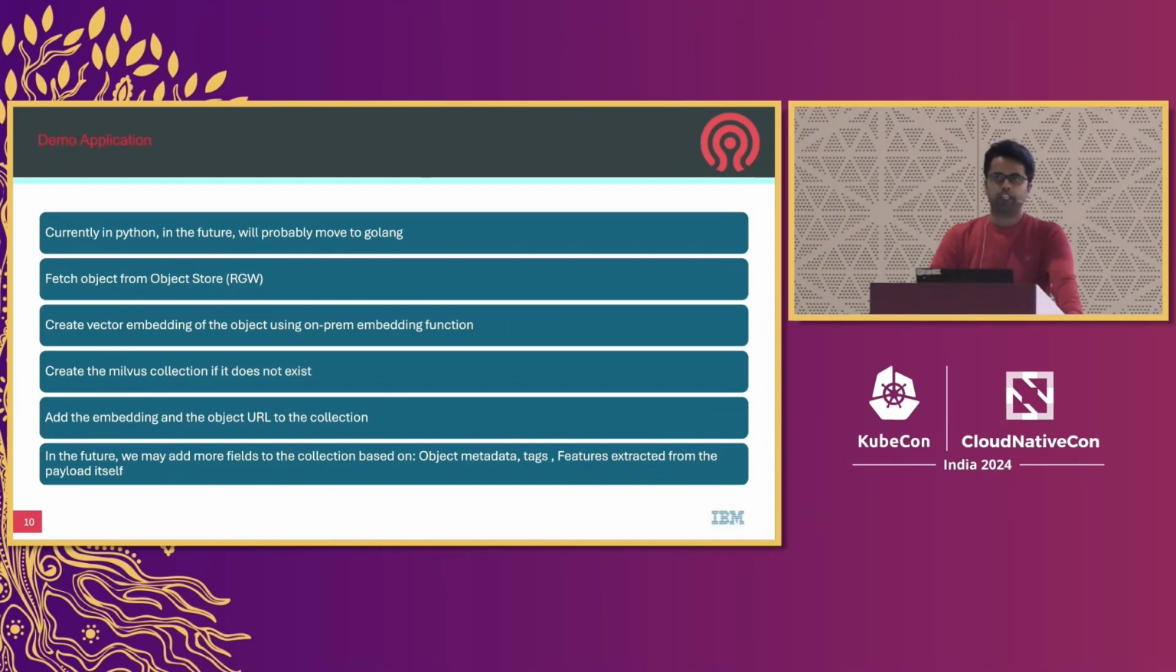Then in future we may need to increase the rows, so we can have more metadata and all those things. For example, if you have a huge object, you don't need the whole object. You just need the range in which you have the search. So those things can be added or extended in future.